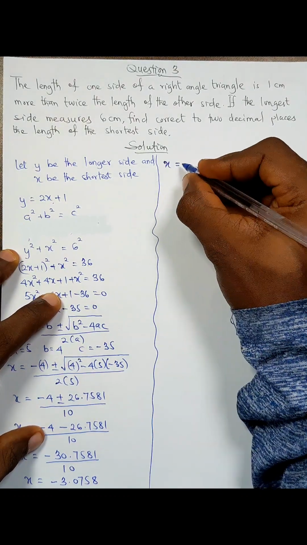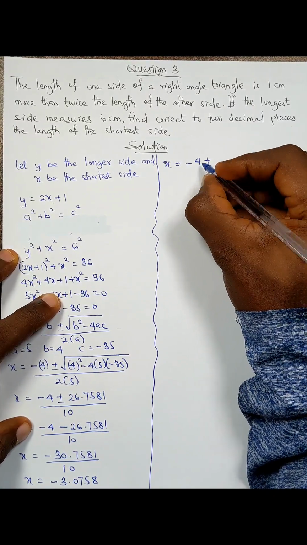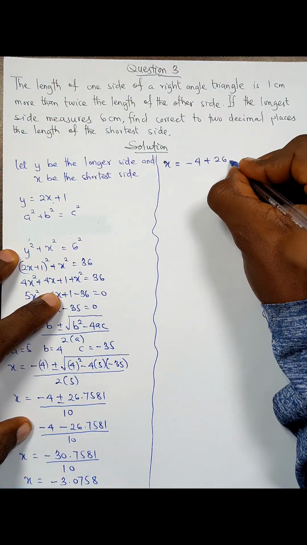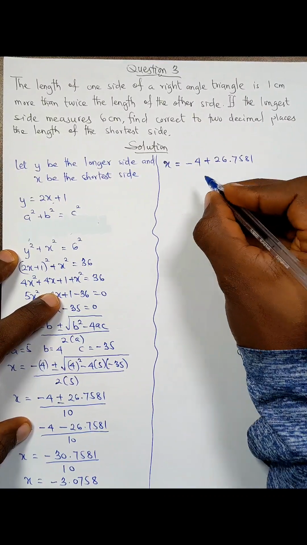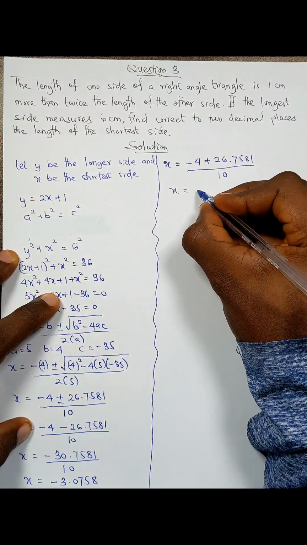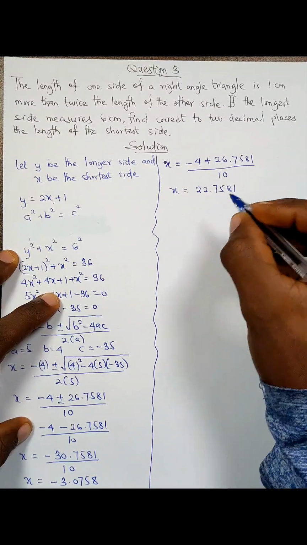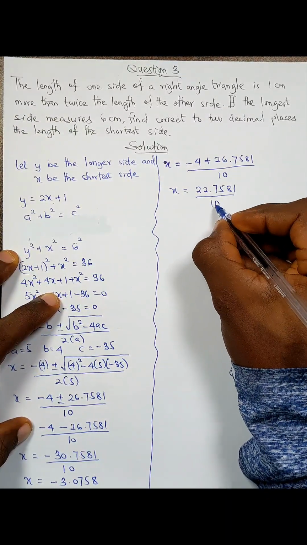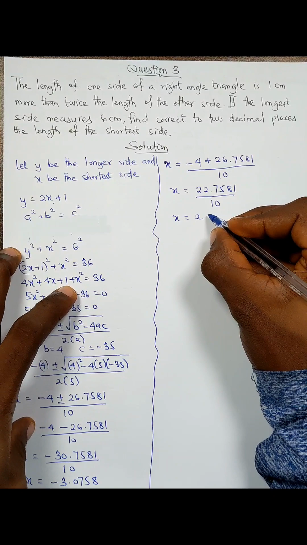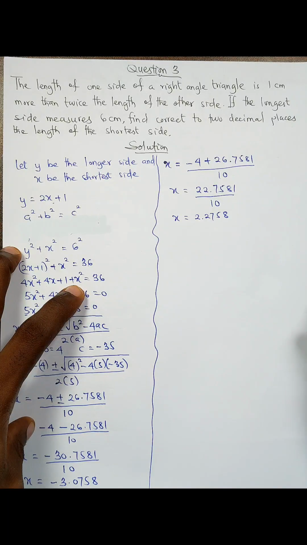Okay, so x becomes equal to minus 4. So we choose the sign to be now positive instead of negative. Then you still get 26.7581, that's the 4 decimal places, all on 10. So x is equal to 22.7581 all on 10. So x is going to give us 2.2758 to 4 decimal places.